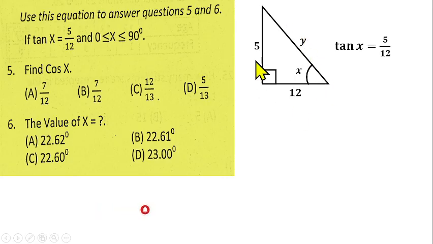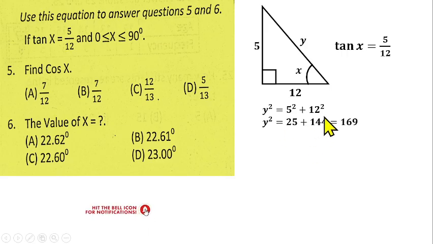So we can now use Pythagoras theorem to find this side. So you have y square equals 5 square plus 12 square. So y square equals 25 plus 144. That gives us 169. Then y will be the square root of 169, which is 13. So that means this side is 13. From then I can now find cos x. Cos of this angle x is adjacent over hypotenuse. That will be 12. Cos x will be 12 over 13, because this side is 13. Which is option C.